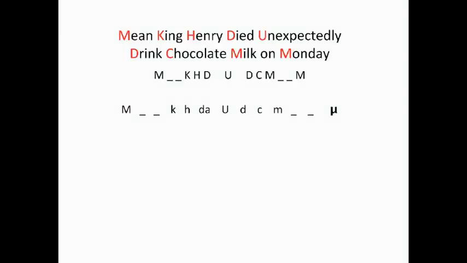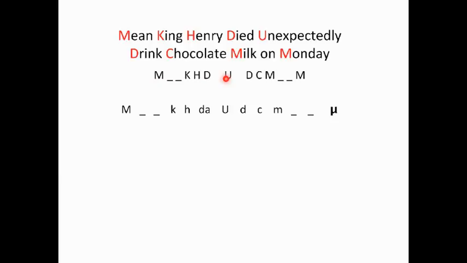In this video, we're going to do a brief background on the metric system and then do a few examples. One way you can remember the metric system is by memorizing this saying: Mean King Henry died unexpectedly drinking chocolate milk on Monday. If you notice, the first letter in each word of that saying corresponds to the prefixes that would be in the metric system.